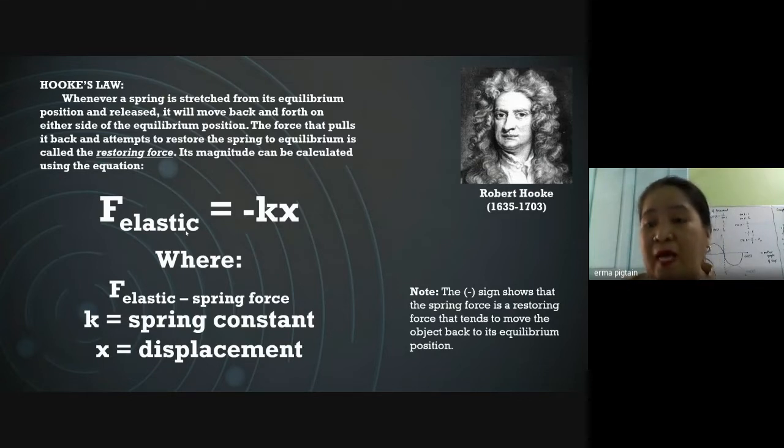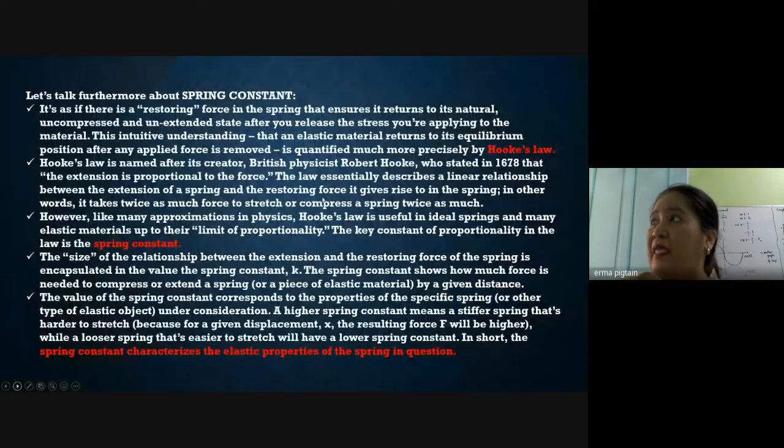Eh, di ba we all know na for sign convention, pag bumabalik yung motion, ginagawa natin siyang negative, di ba? So dito ganun din. Dahil nga restoring force siya, kaya yung K natin, ina-assign siya as negative. Okay? That tends to move the object back to its equilibrium position. Since we're talking of elastic force here, we are pertaining to elastic material, di ba? According sa Hooke's law, yun yung unang-unang concept na binigyan ko ng emphasis nung nakaraan. Ayan, di ba? An elastic material returns to its equilibrium position after any applied force is removed.